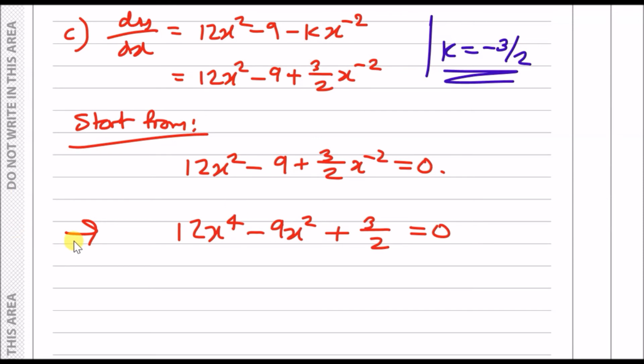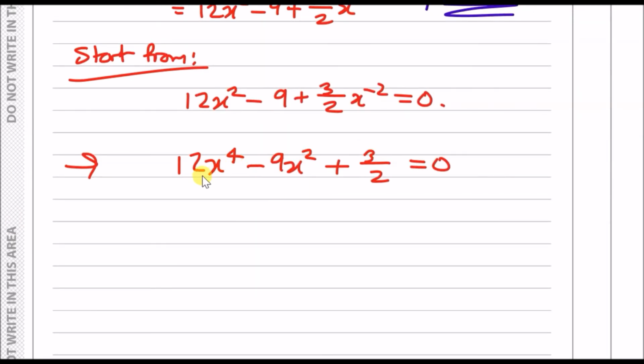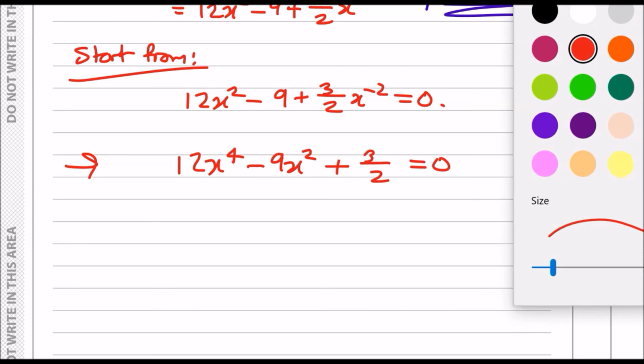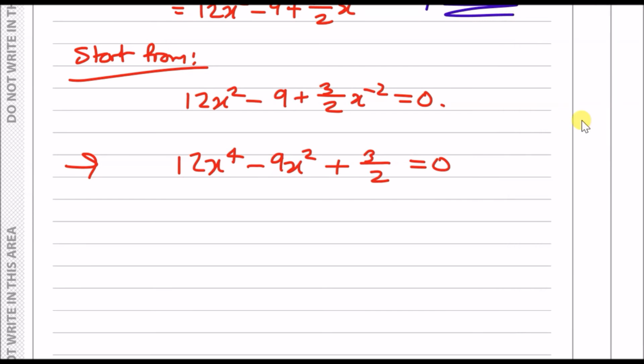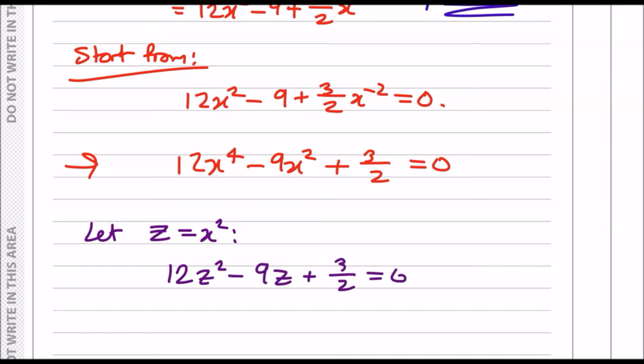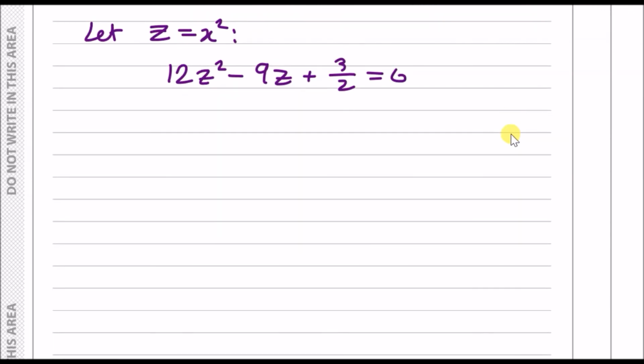So actually, guys, if we look at this carefully, this is secretly a quadratic in disguise. And if you want to make it easy for yourself, you can say something like, let, I don't know, z this time equal x squared. And if you do that, you'll actually have something like 12z squared minus 9z plus 3 over 2 equals 0. And yeah, this can easily be solved using a quadratic formula.